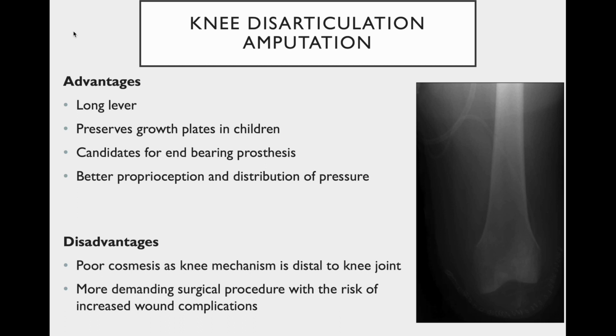These patients are also candidates for end-bearing prostheses because it provides a good surface area to put weight on. And because there's a longer limb, it provides for better proprioception of the prostheses and also distribution of the prosthetic socket over the stump. There are disadvantages as well.